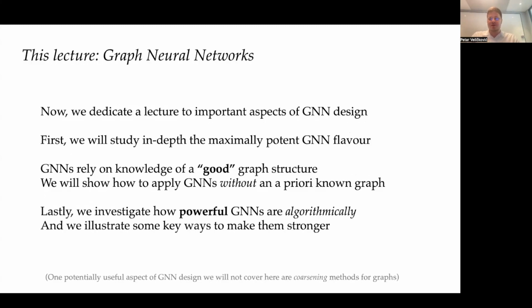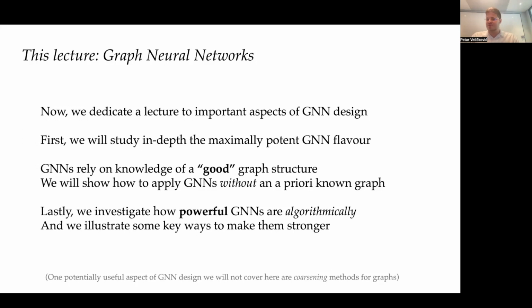So now we are ready to dedicate an entire lecture to some important aspects of graph neural network design. As a quick roadmap of how this is going to proceed, we will first study the maximally potent GNN flavor, the message passing flavor, in a bit more depth, just so you have a full picture of the most generic data flow that we can have over a particular graph structure. And then we will challenge some of the initial claims that were potentially made.